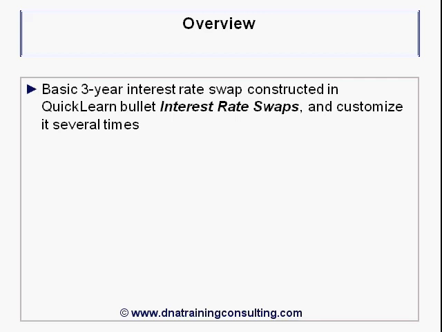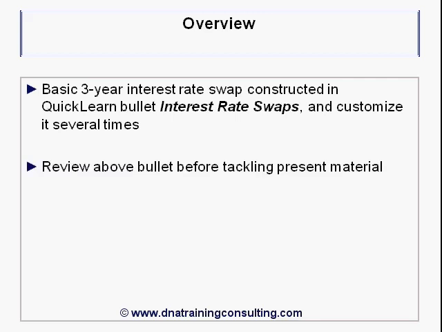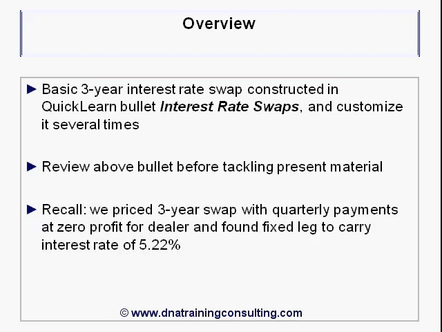We will begin with a basic 3-year interest rate swap that we constructed in the QuickLearn Bullet called Interest Rate Swaps, and customize it several times. We therefore remind you to review that particular bullet if you have not done so already before you tackle the present materials. In any event, we remind you that we priced the 3-year bullet swap with quarterly payments at zero profit for the dealer and found its fixed leg to carry an interest rate of 5.22%.